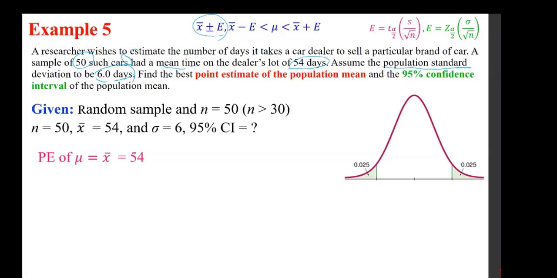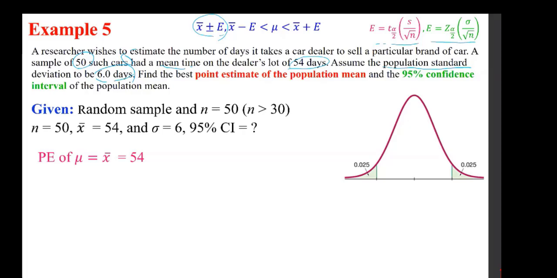Now, for e, which one do we use? The one which is t alpha over 2 s over square root of n? Wouldn't we use the z distribution because we are given sigma? Absolutely, because sigma is given, we use z alpha over 2 sigma over square root of n.